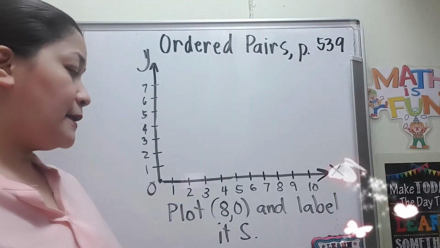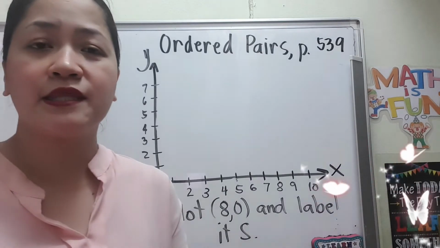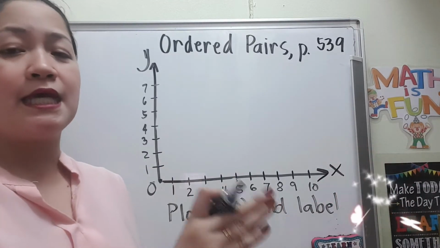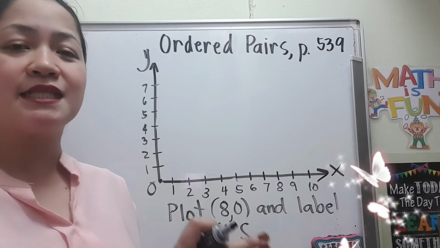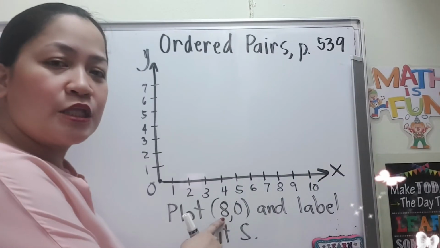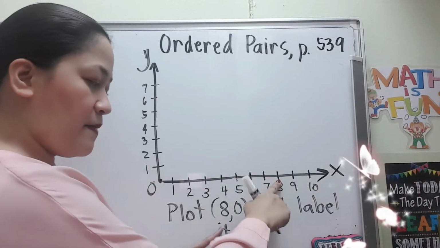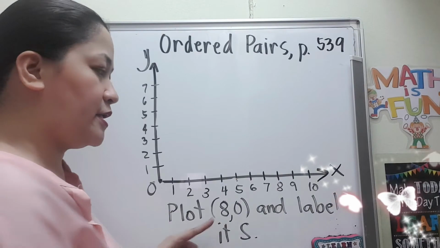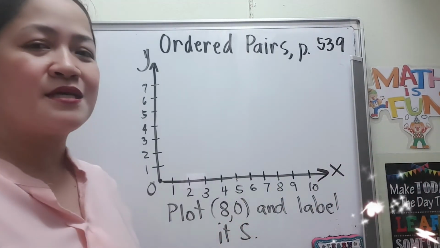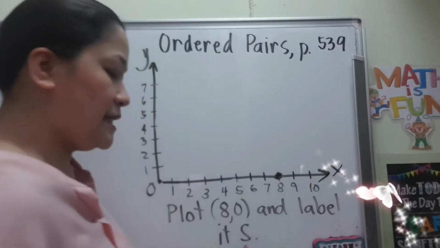Now, let us plot 8, 0 and label it S. An additional thing: the x-coordinate tells you to go right, and the y-coordinate tells you to go up. So we will go right 8 units. From the point 0, you will go right. That's 8. Remember, the first is the x-coordinate. Since the y-coordinate is 0, that means you will not go up. So the point will be there, and then label it S.